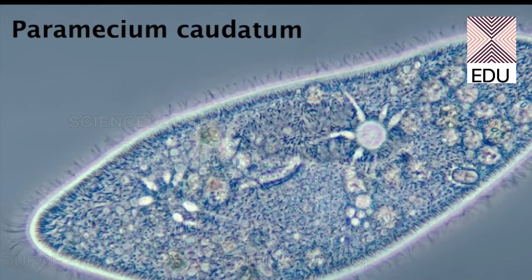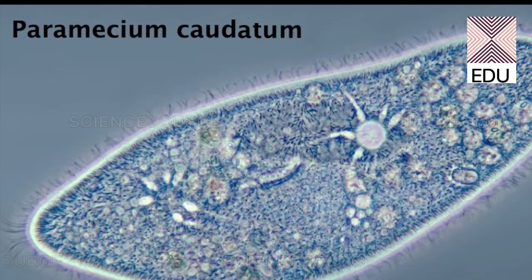Now the question is, which is the outermost layer of Paramecium chordatum? Here it is not the plasma membrane, but another typical membrane called the pellicle. The pellicle is the outermost layer in which these cilia are embedded. Inside the pellicle we have the plasma membrane.